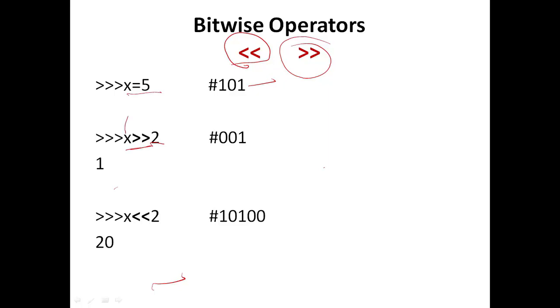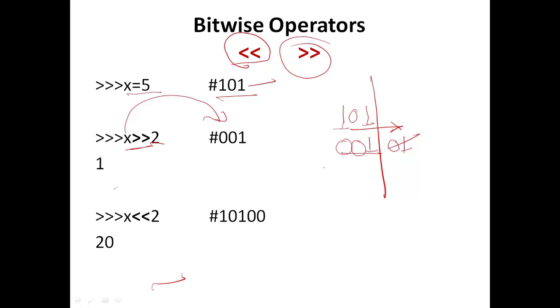So we will convert the value of x into binary first, which is 101, and we shift this 101 by 2 bits to the right side. Let this be our limiter. If we shift 2 bits to the right side, the 2 bits will be lost, 01 will be lost, and we will have 2 additional bits, 0 appended to the left. So the answer will be 001, which is equivalent to 1 in decimal.